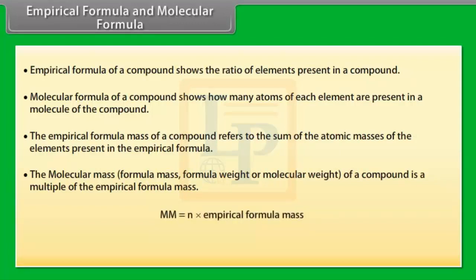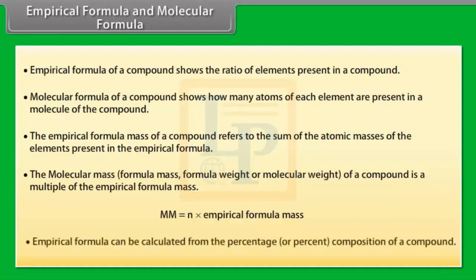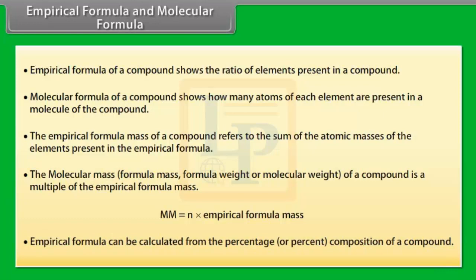Mm is equal to N into empirical formula mass. Empirical formula can be calculated from the percentage or percent composition of a compound.